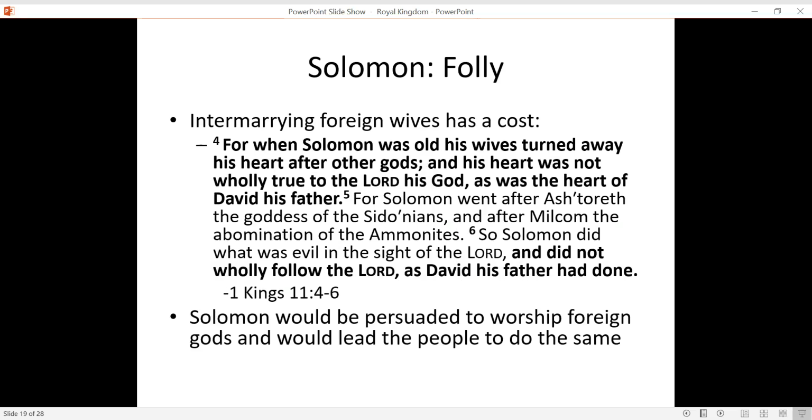Solomon would begin to marry all of these foreign wives, and eventually, marrying the foreign wives, you'd marry into their religions and their ideas, and that would change Solomon. And Solomon began to put up statues of foreign gods as a way of following through on his commitments to some of his wives. This became a great atrocity on Solomon's behalf. And it says, verse 6, Solomon did what was evil in the sight of the Lord and did not wholly follow the Lord as his father had done.